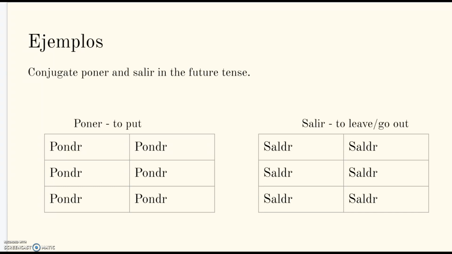And the same thing with salir. So you start out, you fill in all the base, S-A-L-D-R, and then you'll go in after that and you're going to add in the ending. So once you have this done, this is what your conjugation boxes should look like.